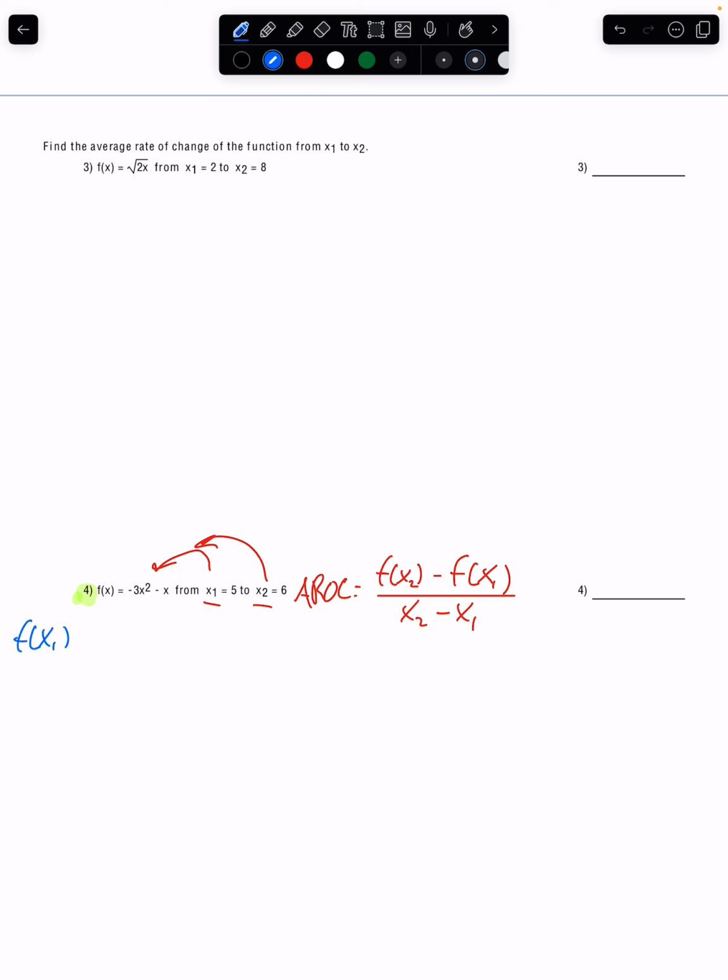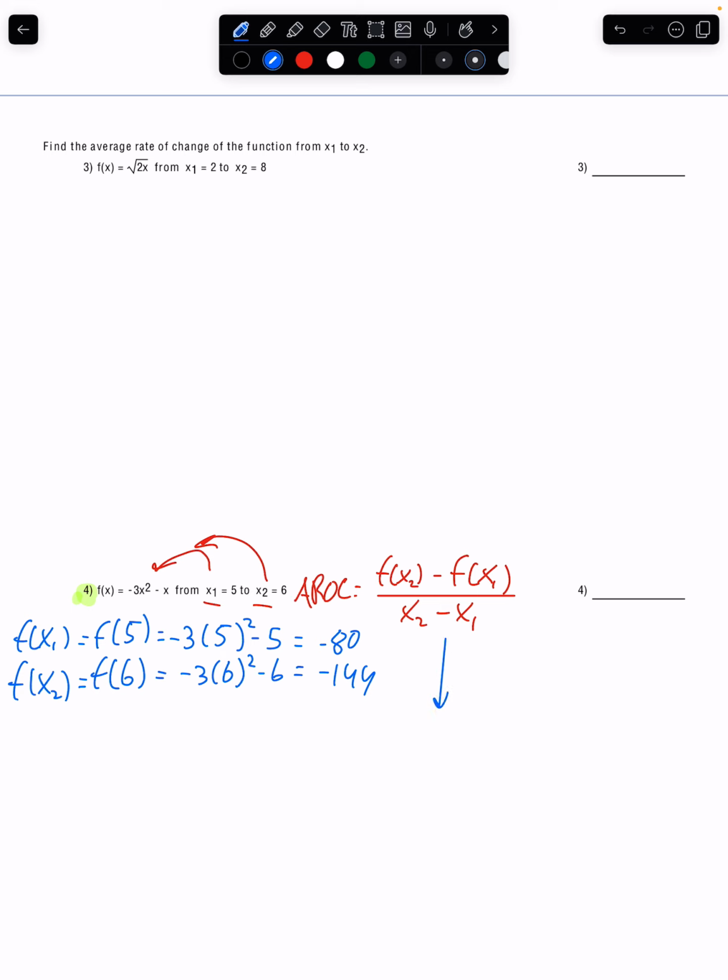F of x sub 1 is f of 5, which is negative 3, 5 squared minus 5. So that's just plugging into the equation we're given. If you punch that in your calculator, you'll get negative 80. F of x sub 2 is equal to plugging 6 in. Plug into your calculator, you get negative 144.